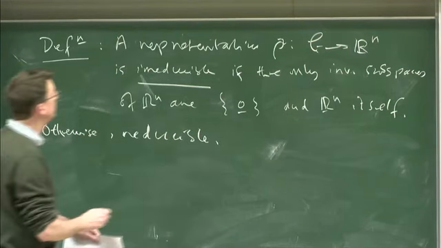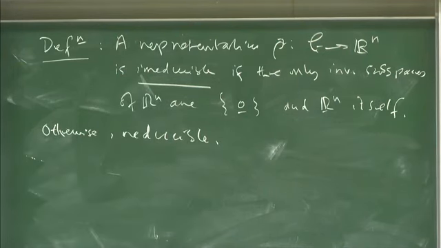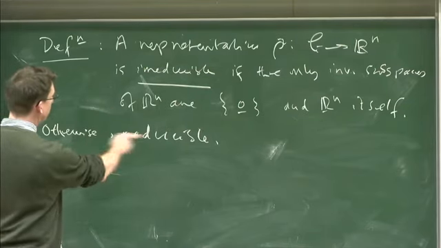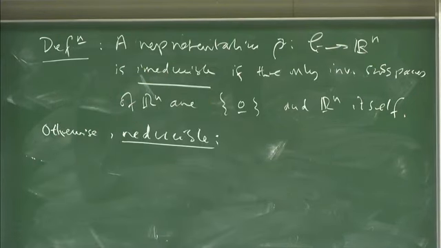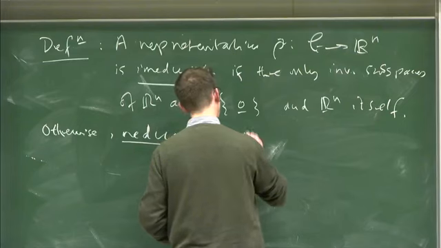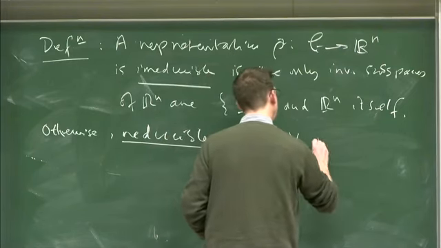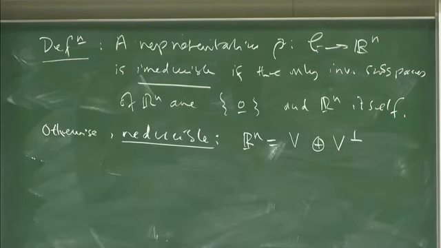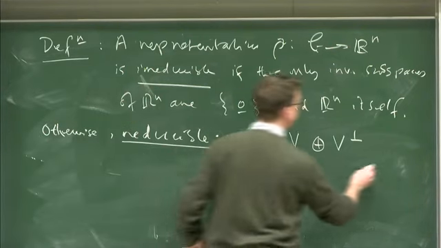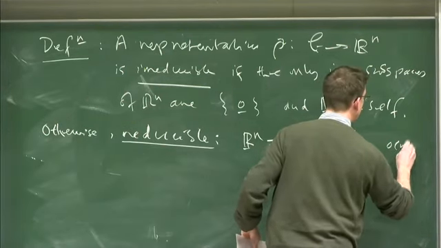If I'm not irreducible, then I'm reducible, and I have an invariant subspace V, and because my matrices are orthogonal, the complement is also invariant. And in this case, I can write Rn as V plus V perp. And then I can consider the action of these matrices on V and its complement separately. So this is now using the orthogonality property.